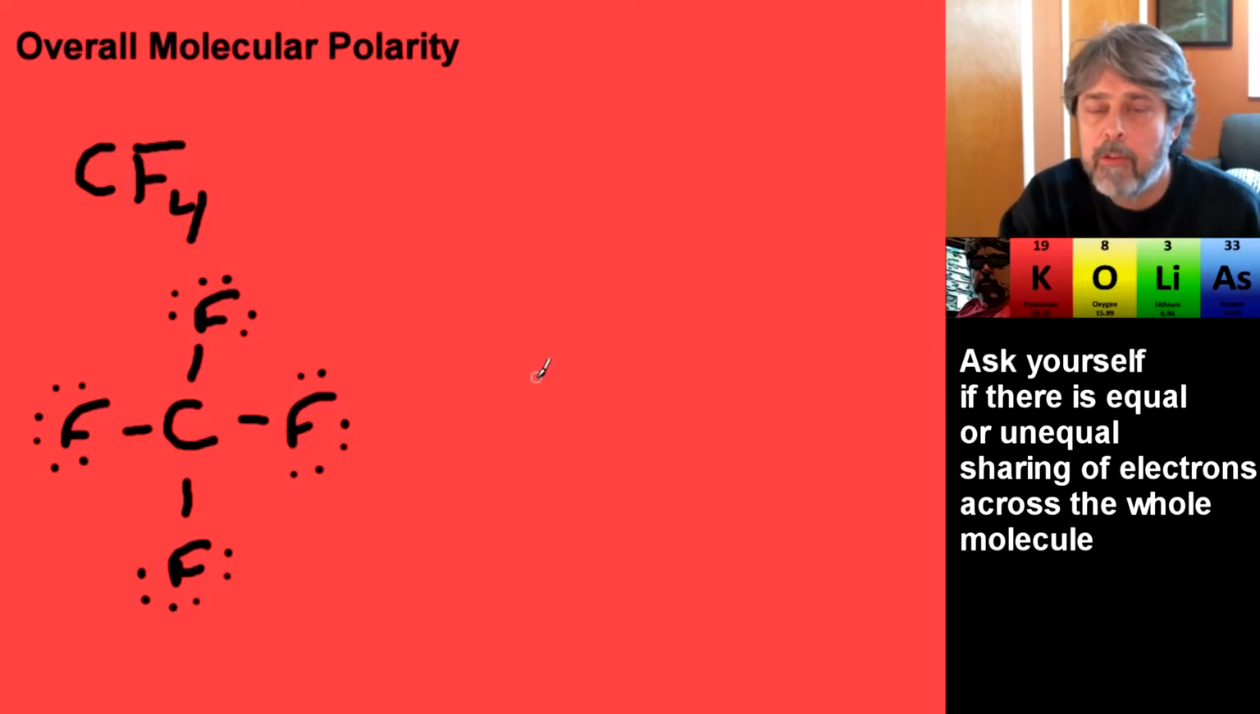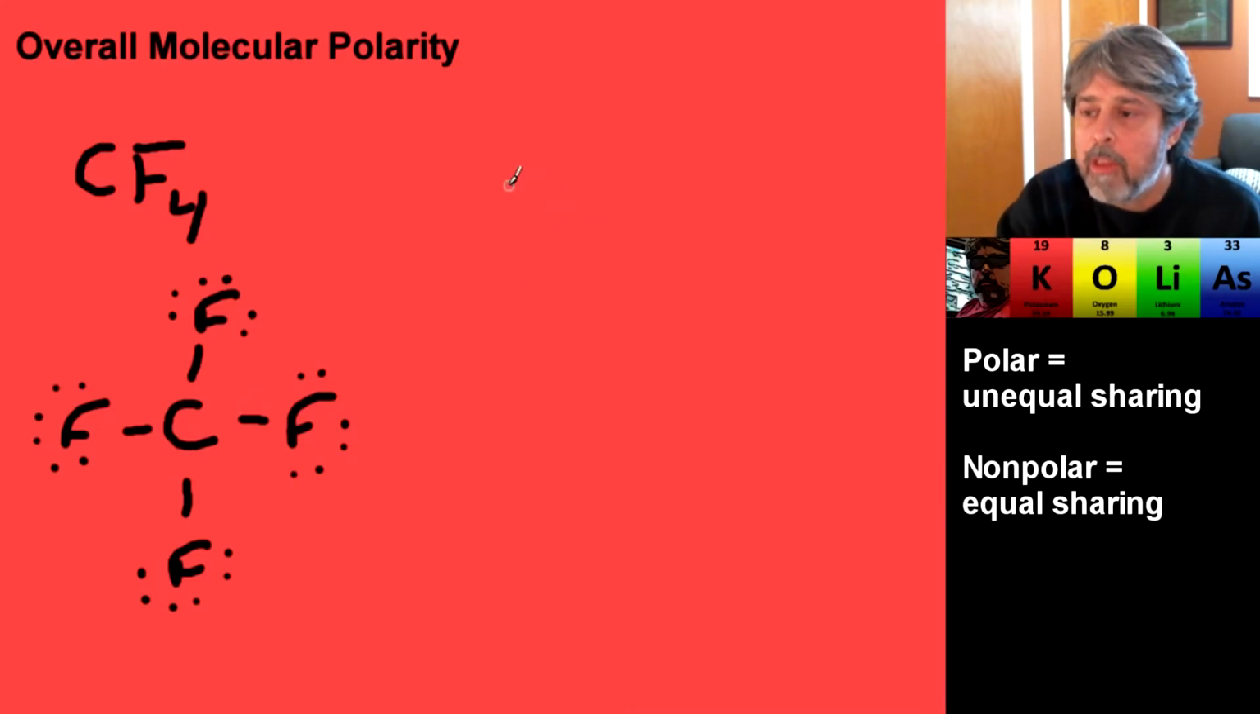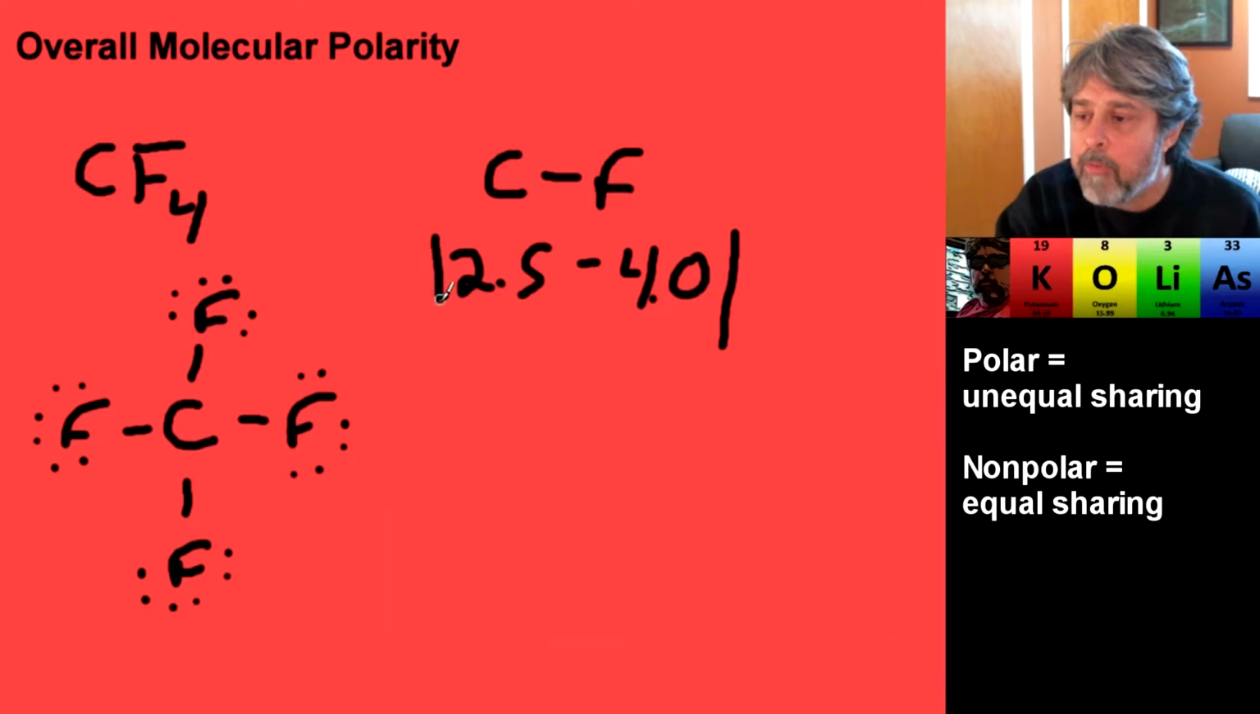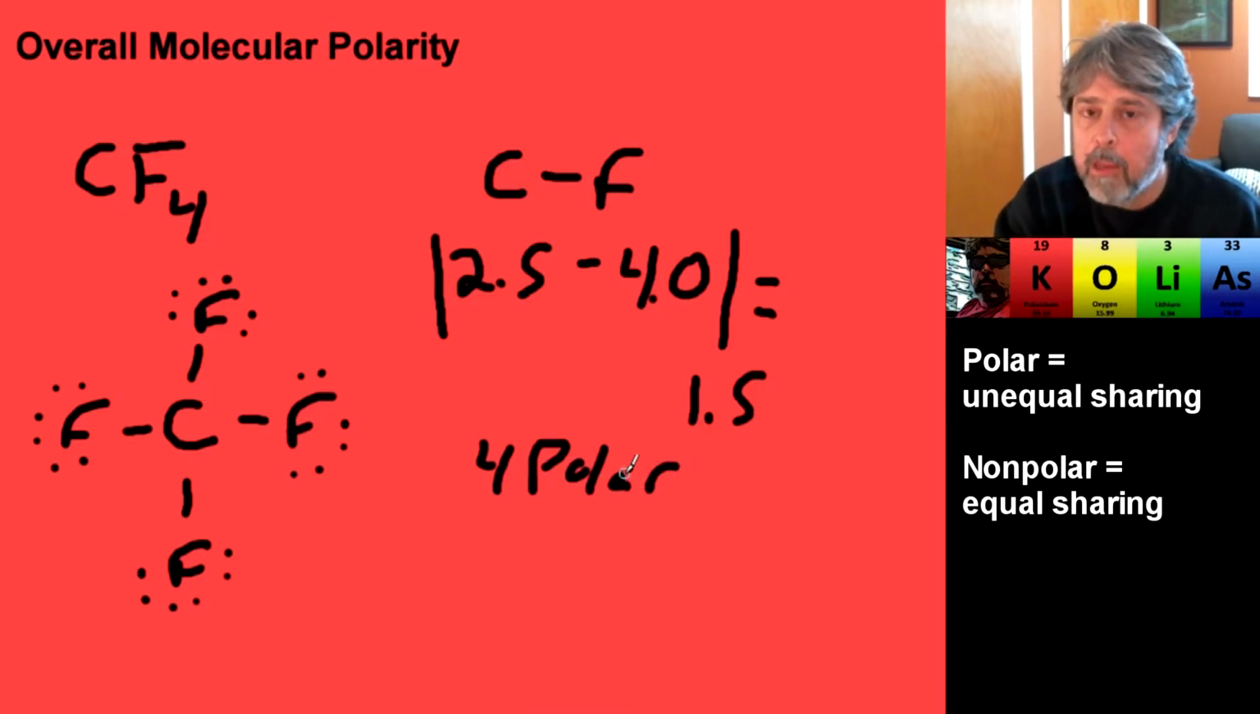Here is carbon tetrafluoride. So we have a carbon in the middle, and we have the 4 fluorines on the ends. Let's check to see if we have any polar bonds first. We have CF bonds. The numbers for these are off our chart. Carbon's 2.5, fluorine is 4. Remember, we're taking the absolute value of these numbers, and we're going to get 1.5. 1.5 is polar. So we have 4 polar bonds, 1, 2, 3, 4, because they're hooked up to the carbon 4 times. Now let's calculate if the overall molecule is polar.